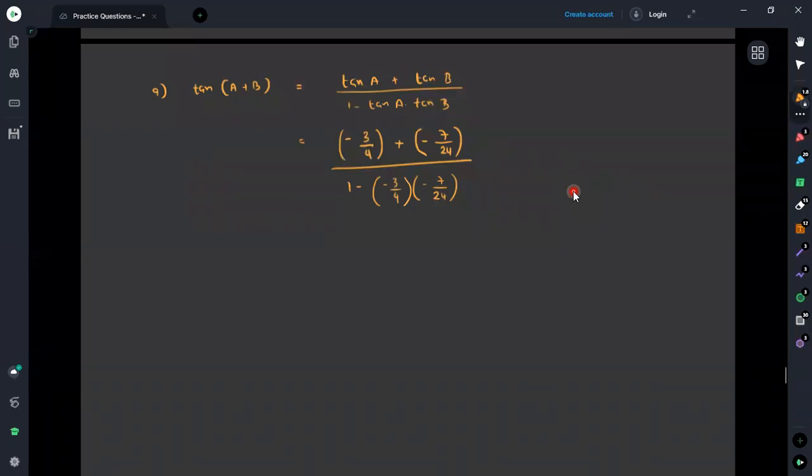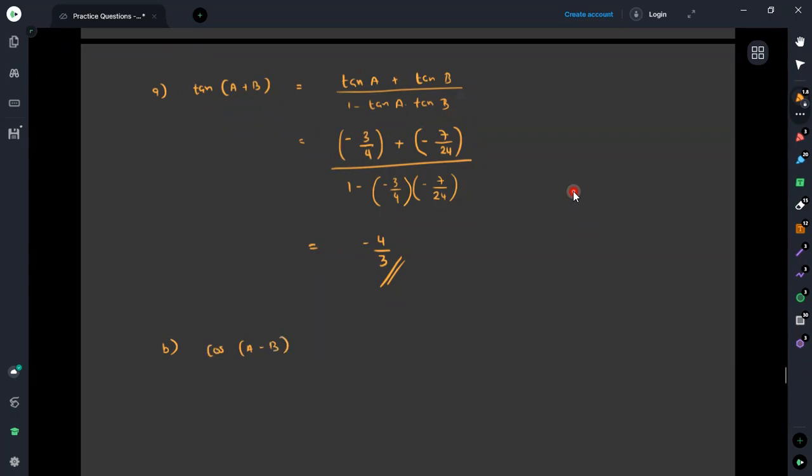If you perform this calculation, you will get the answer as minus 4 divided by 3, the value for tan(A plus B). Then part B, it is cosine(A minus B).